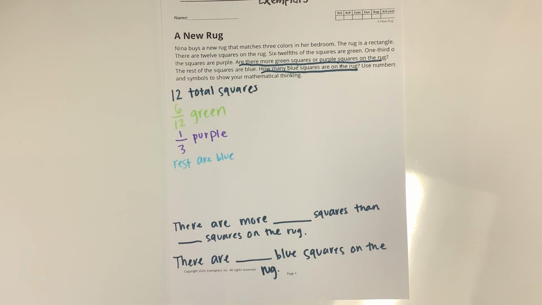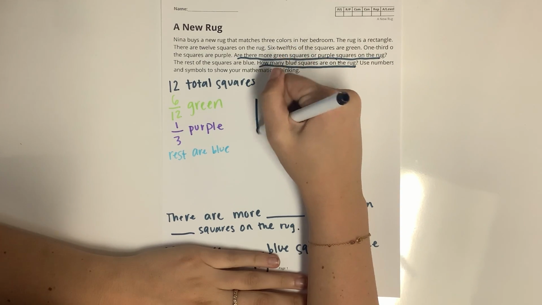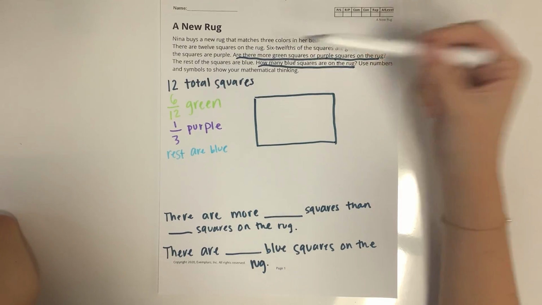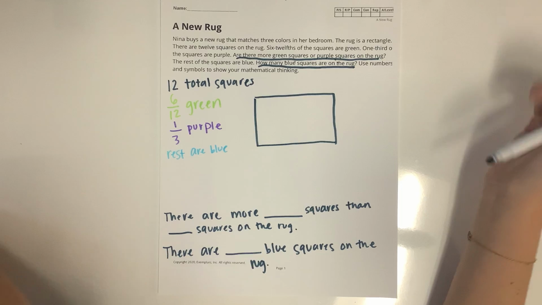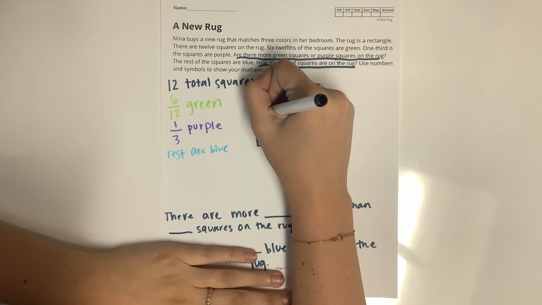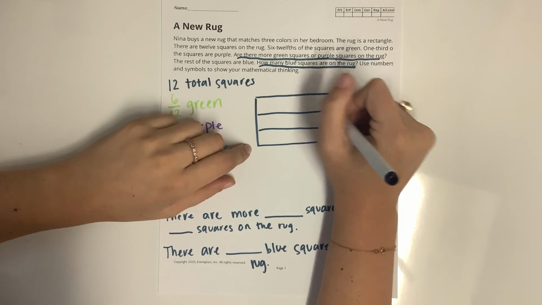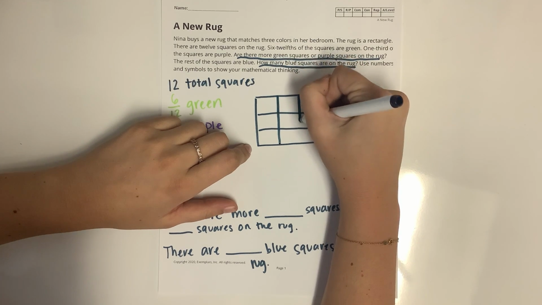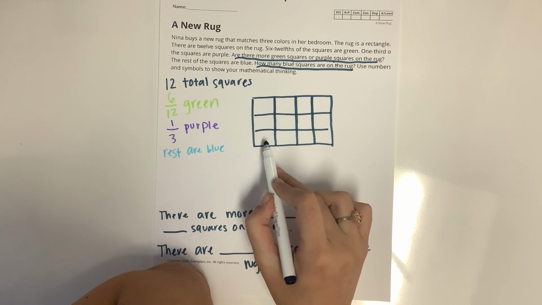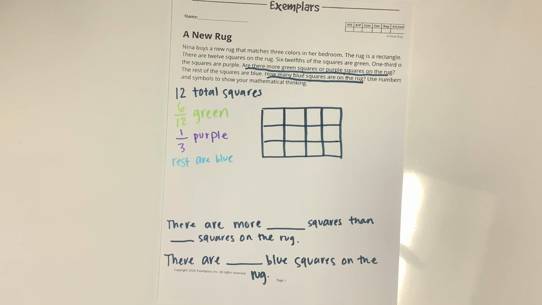Okay. I know what I'm trying to figure out. I've pulled out the information they've given me. Now I think I want to draw this as a picture. So I'm going to draw a rectangular rug. And I know that there are 12 total squares here. How do I want to do this? I know 3 times 4 is 12. So if I make 3 rows and 4 columns, that should be 12, right? 1, 2, 3, 4, 5, 6, 7, 8, 9, 10, 11, 12.